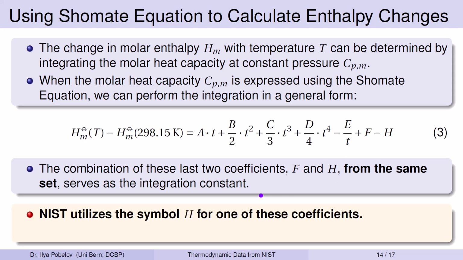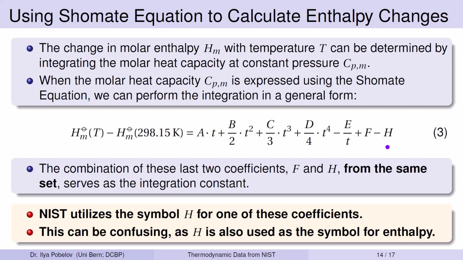It is important to note that NIST utilizes the symbol H for one of these coefficients. This can be confusing as H is also used as the symbol for enthalpy.